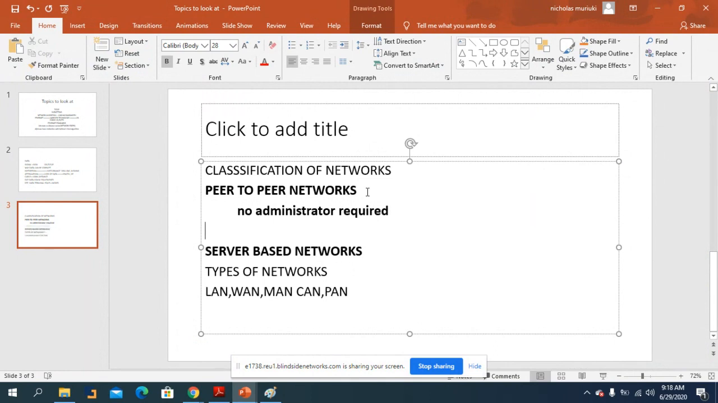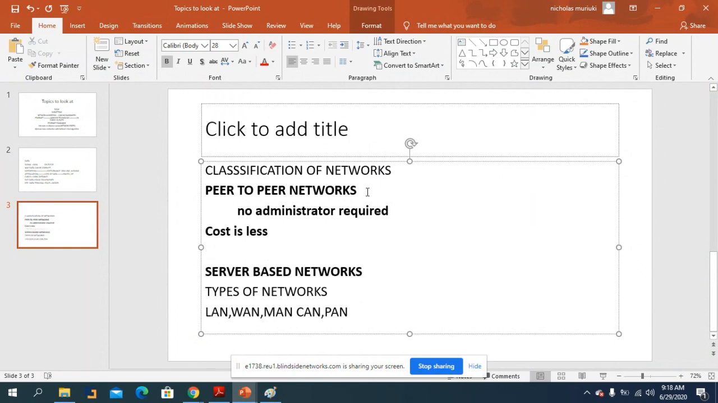So cost is less, or less cost. Because in this case, we only require 2 devices. We only require 2 computers. We don't even require a device, like maybe we don't require a router, maybe we don't require a switch. We can communicate directly from one computer to another computer.